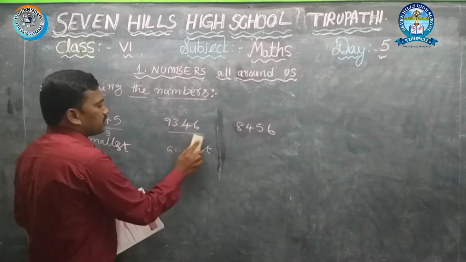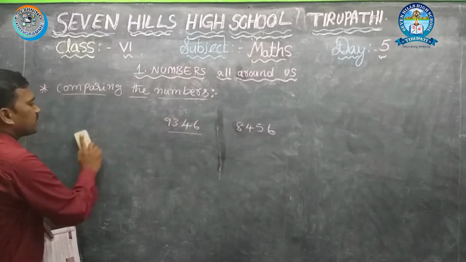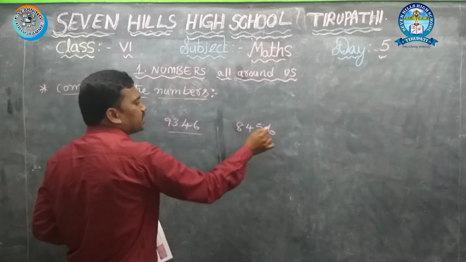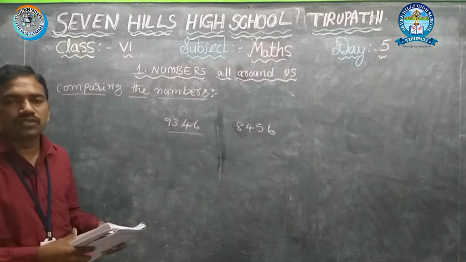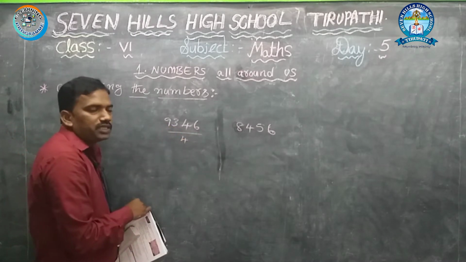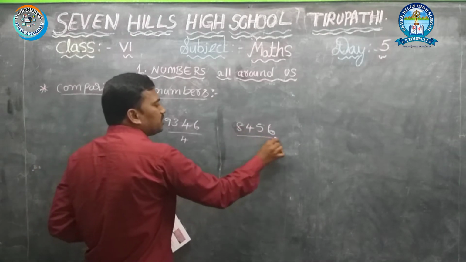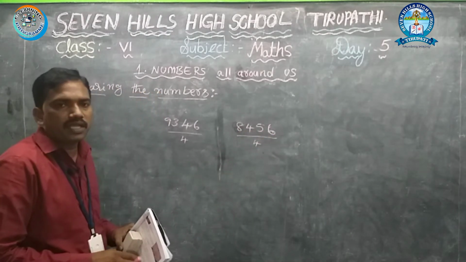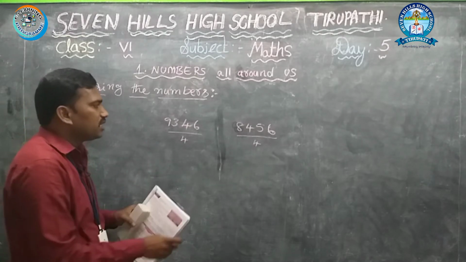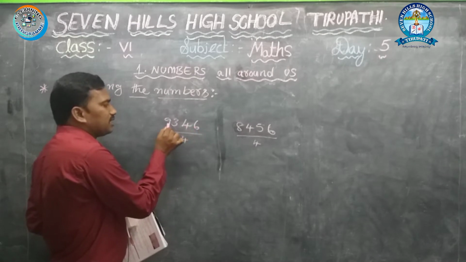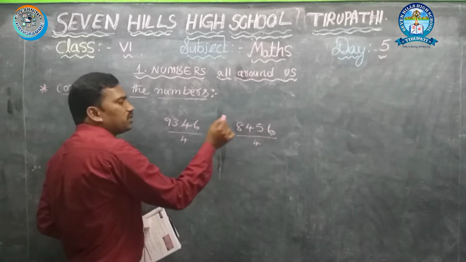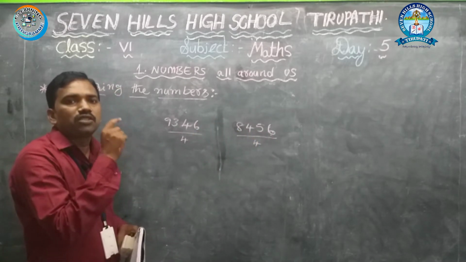Now see here, 9346 and 8456. First of all, we want to count the digits. 1 2 3 4. This number has 4 digits. 1 2 3 4. This number also has 4 digits. In that case we want to compare their highest place. That means ones, tens, hundreds, thousands. Here thousands is the highest place, right? You want to compare their thousands places.